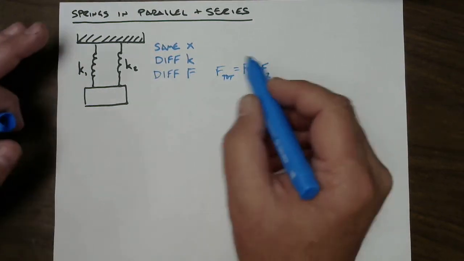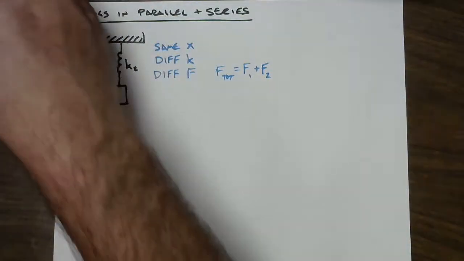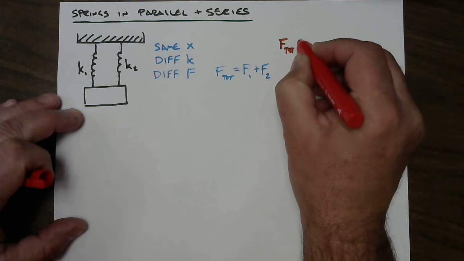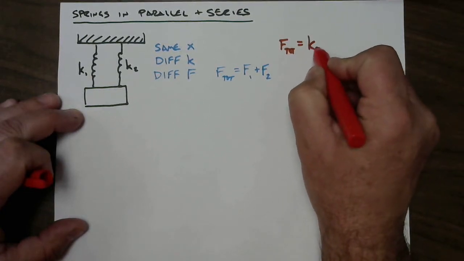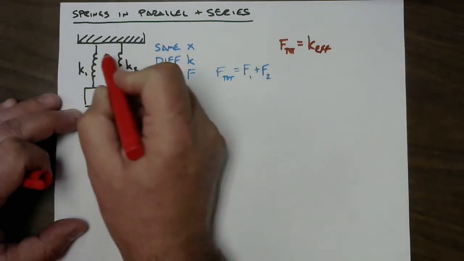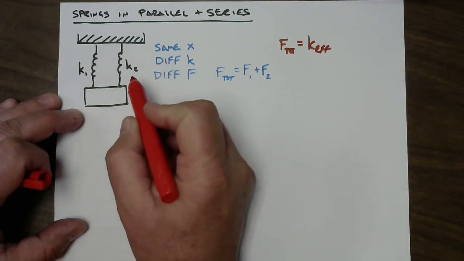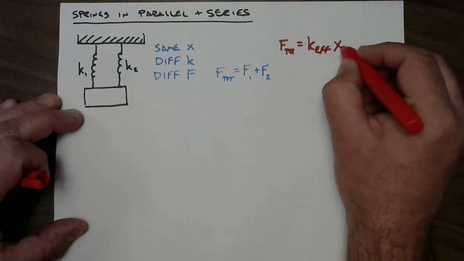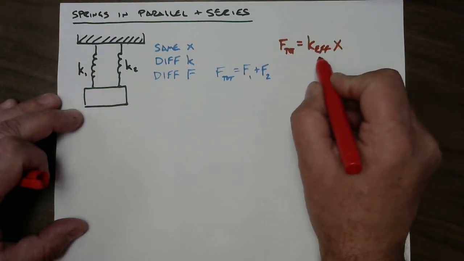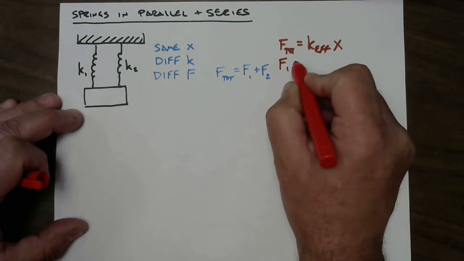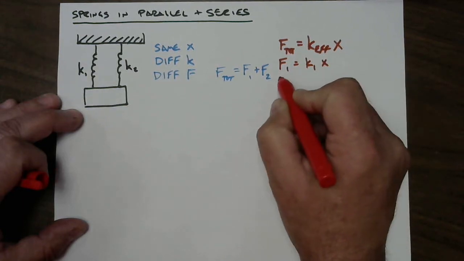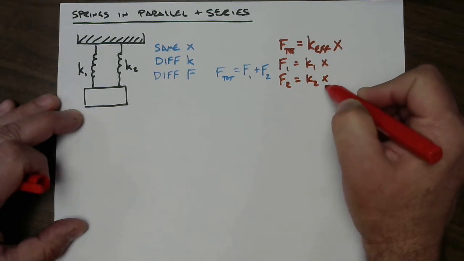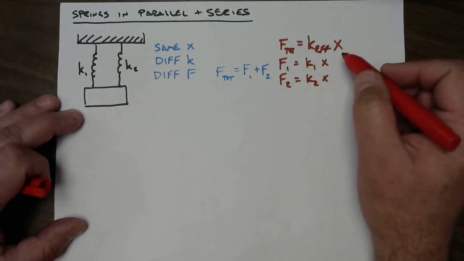Let's figure out what these ingredients are. Well, ingredient number one is that the total force is going to be due to an effective spring constant. In other words, pretending that these two springs are one spring of another number designation, another number characterization. Then we can also say that F1 is K1 times x and F2 is K2 times x. Again, all the x's do not have a subscript because it's all the same number.